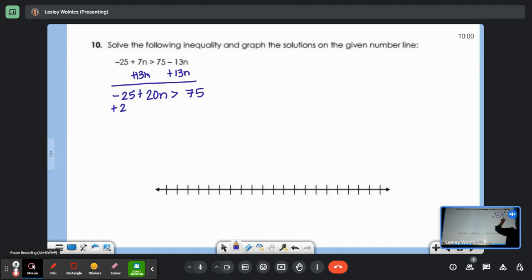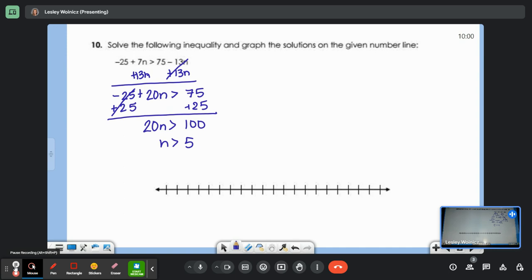I'm going to add it over. Okay, so that gives me 20n is greater than 100. Okay, now we're dividing by 20, and n is greater than 5.